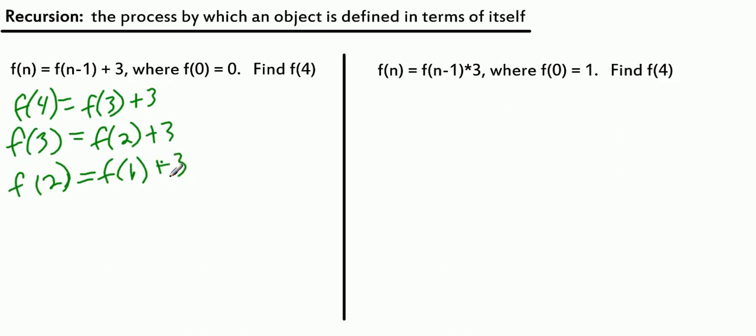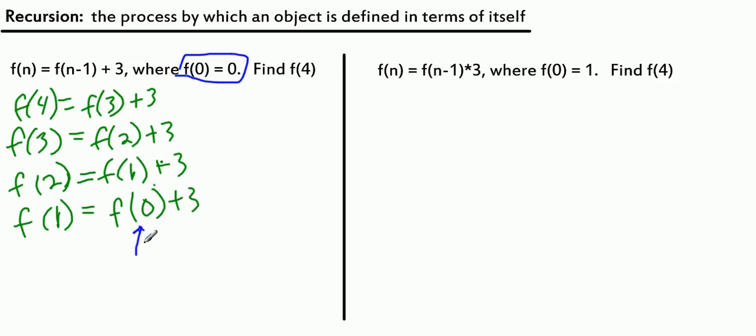And then we'll figure out f of 1, which we still don't know. The one before f of 1, or 1 minus 1, is 0. So f of 0 plus 3. And now we're actually in a good place because we know what f of 0 is. So we can basically stop once we get down to a value we know. F of 0 is 0. That means I can put 0 in here.